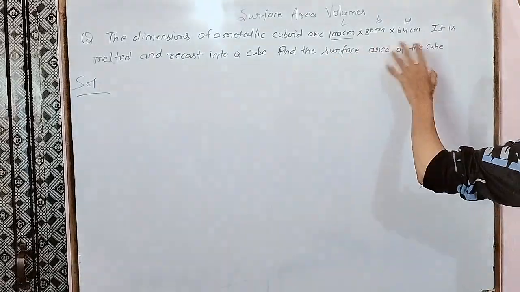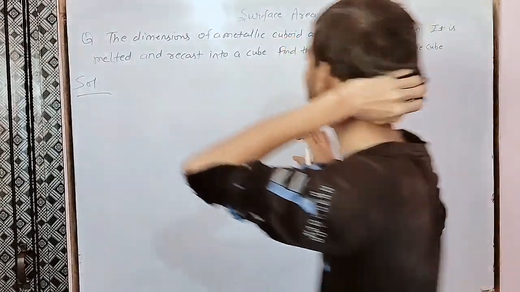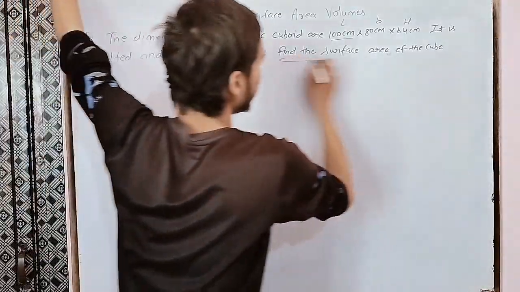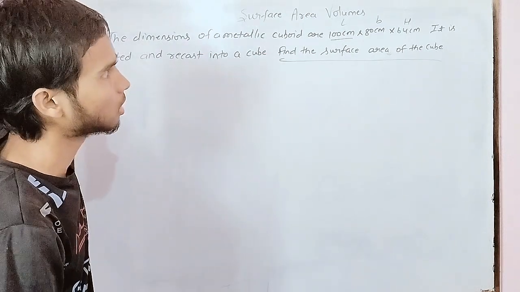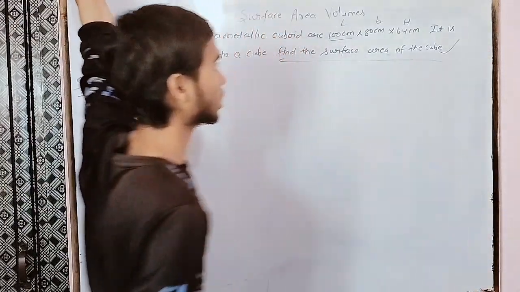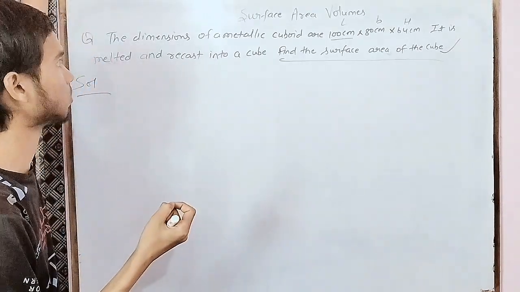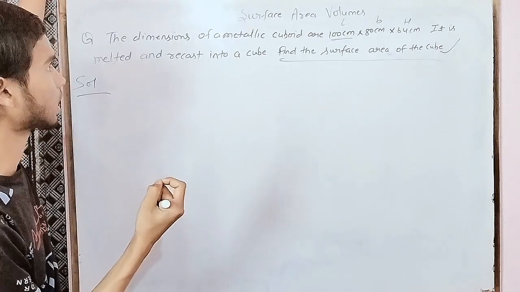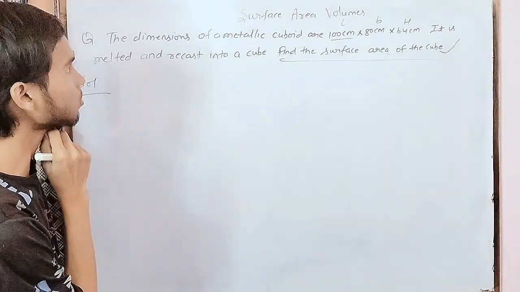So of course the volume would be the same. It was just converted into a cube. Now at the end you will have to find the surface area of the cube. So first of all we should have the measure of each side of the cube. Then we can find the surface area of the cube.